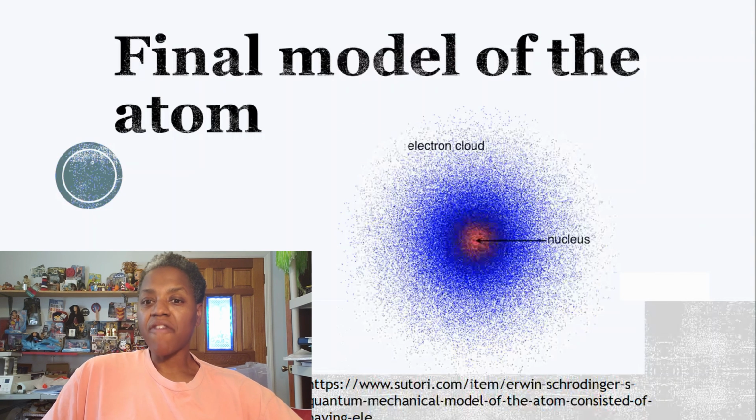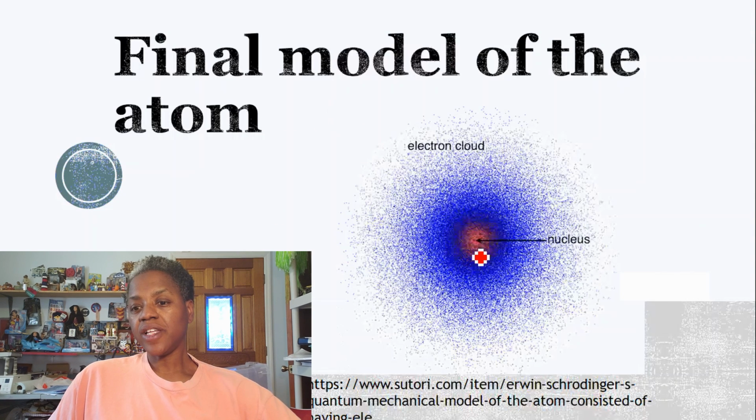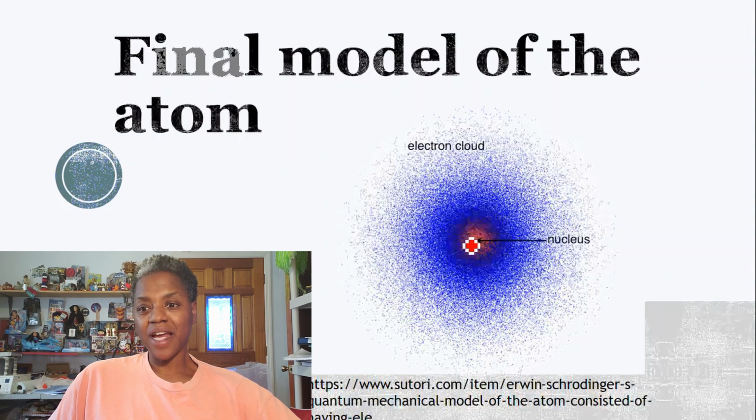Okay, so here's our final model of the atom. We have our nucleus. It's that little dense, tiny part in the middle with the protons and the neutrons, and then our electron cloud, which has electrons just running around, going crazy all around it.